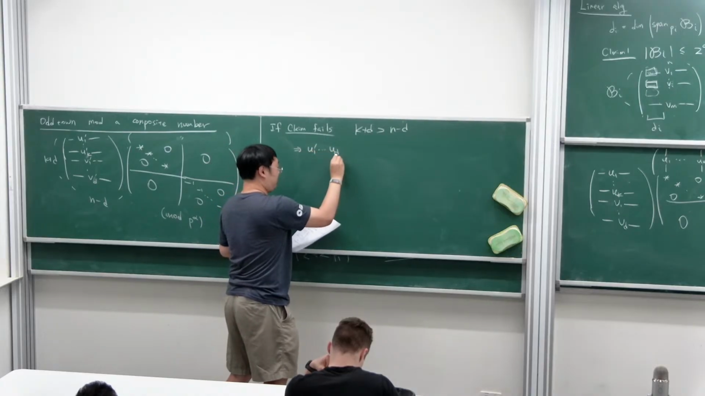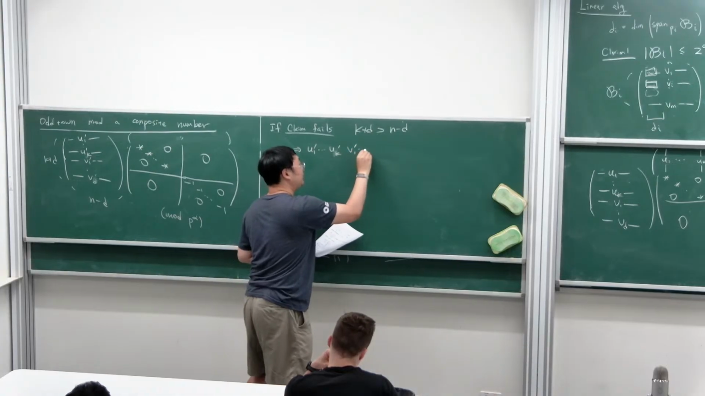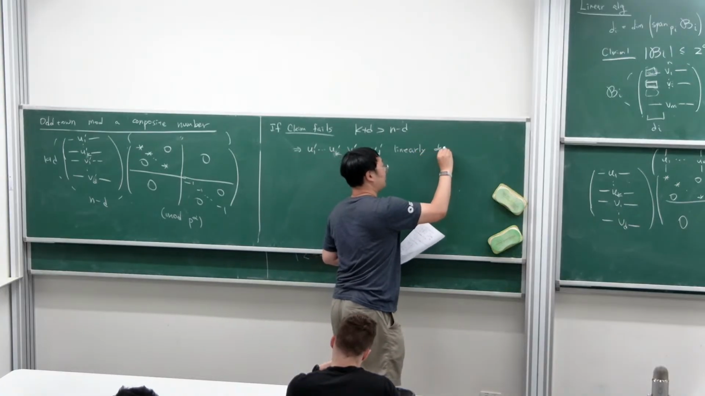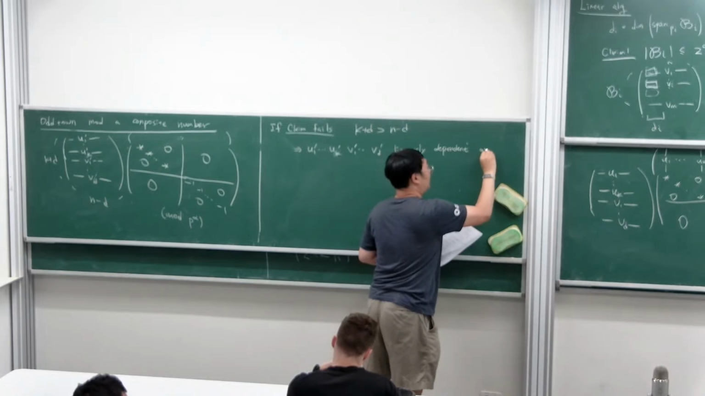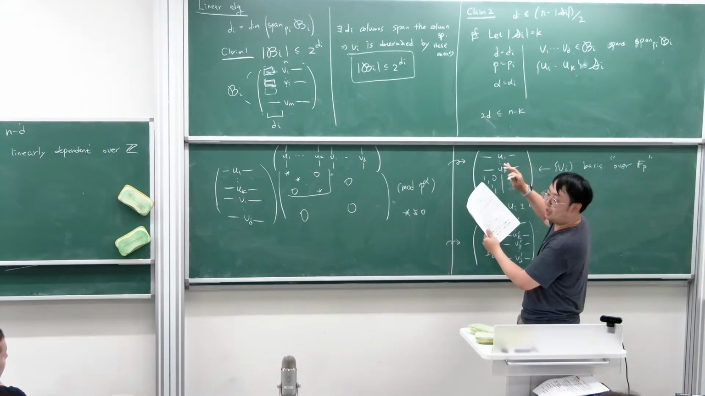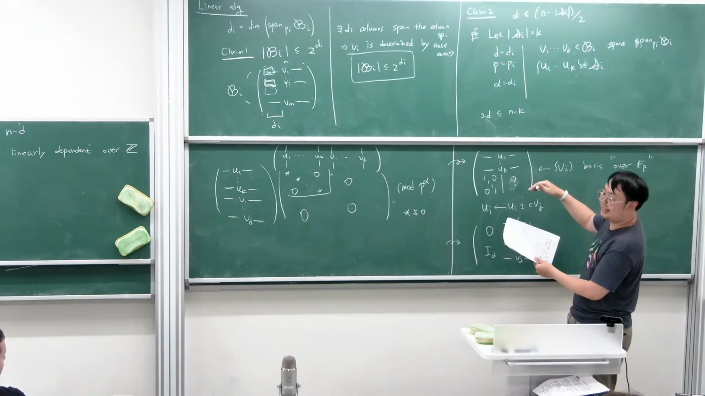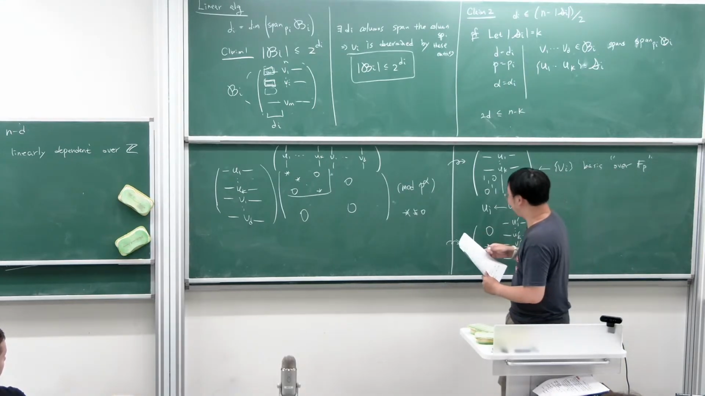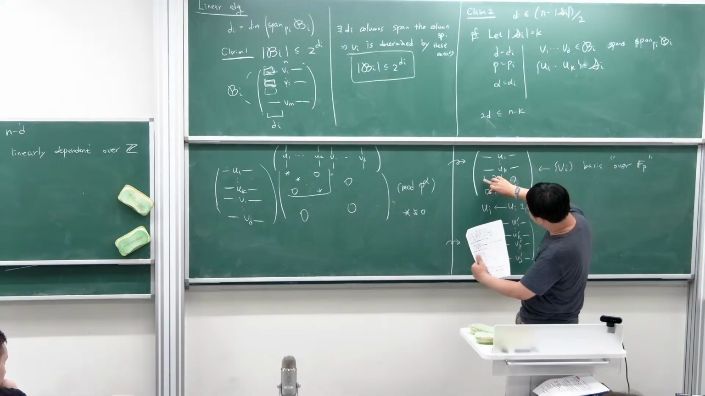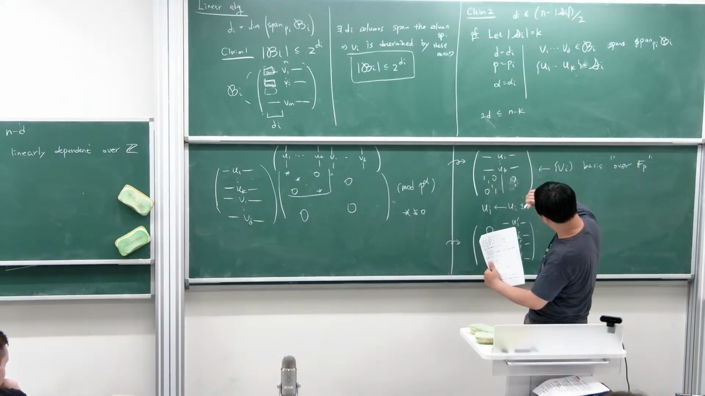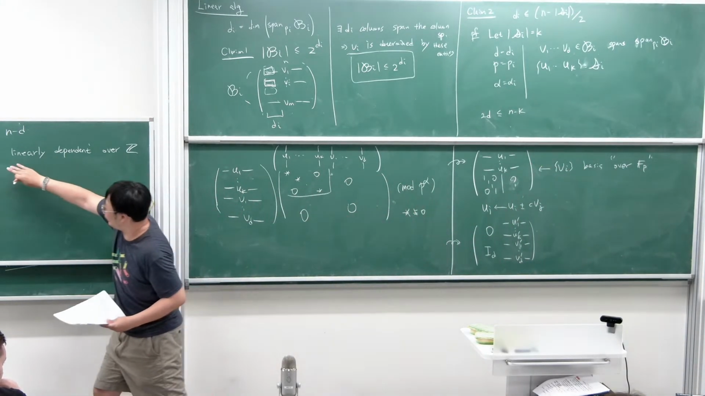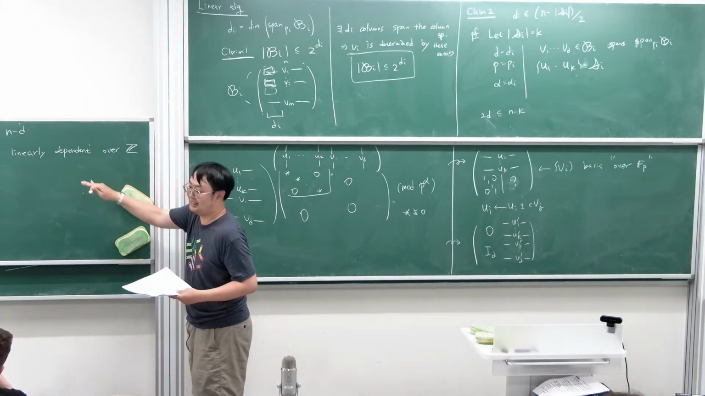So u1 prime to uk prime and v1 prime to vd prime are linearly dependent over Z. I should remark that all the operations I'm doing here, I'm doing over Z. So for multiplying by c or subtracting and adding things, I'm also always doing it over Z. Basically, all the operations are over Z, so these vectors are living in Z to the n, and this linear dependency is over Z.